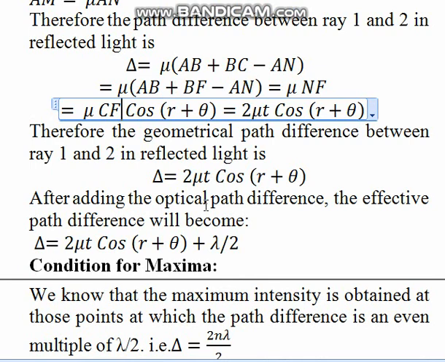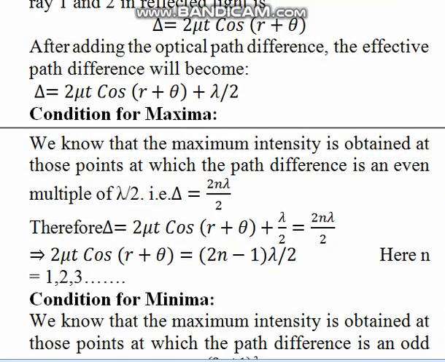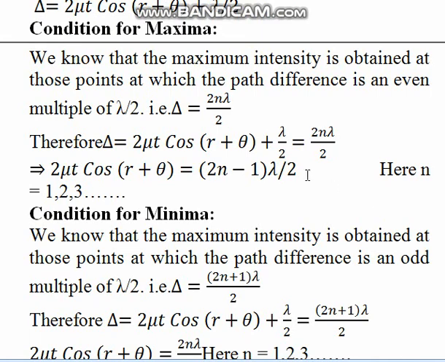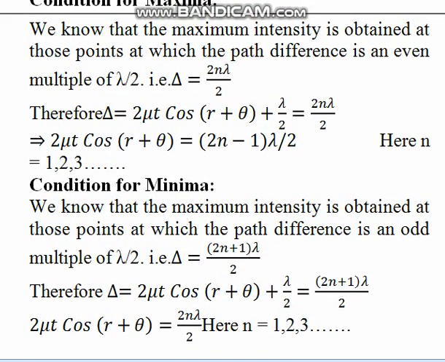So the geometrical path difference is now delta equal to twice mu t cos(r plus theta). The effective path difference will be the sum of the geometrical path difference and the optical path difference, and the optical path difference in the case of reflected light is lambda by 2. This is the complete expression for the path difference, and after obtaining it we are able to write the conditions for maxima and minima. So this is the derivation. Thank you.